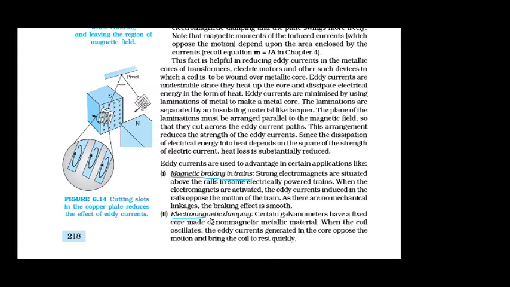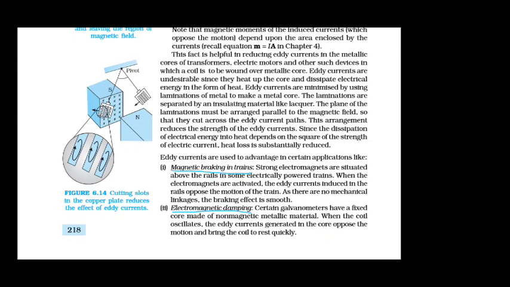Second, electromagnetic damping. Certain galvanometers have a fixed core made of non-magnetic metallic material. When the coil oscillates, eddy currents generated in the core oppose the motion and bring the coil to rest quickly.